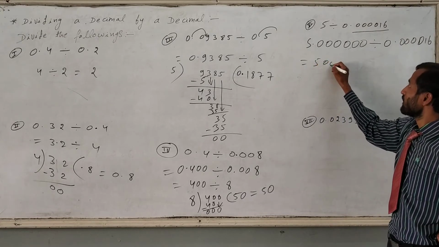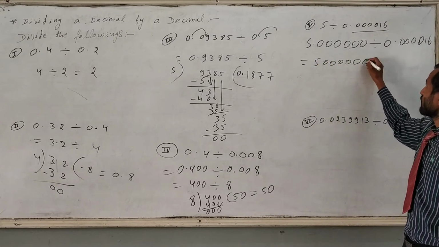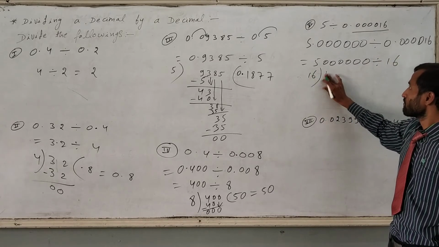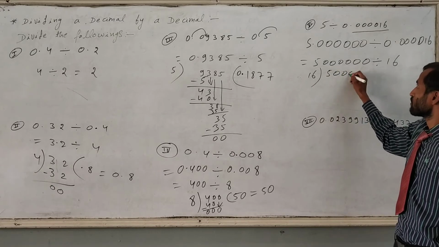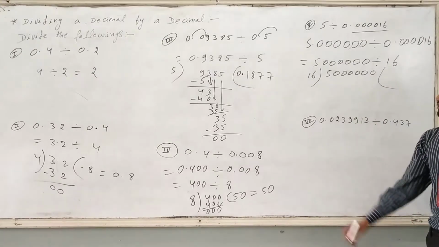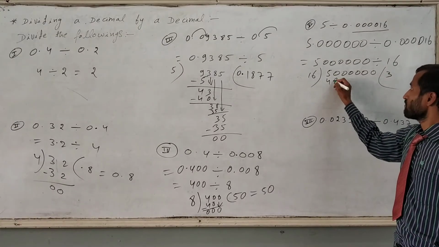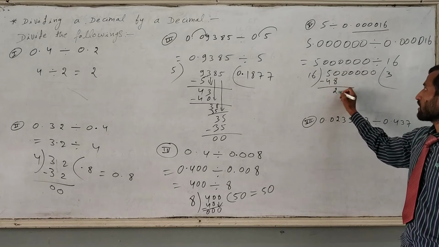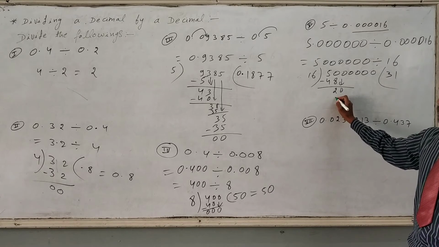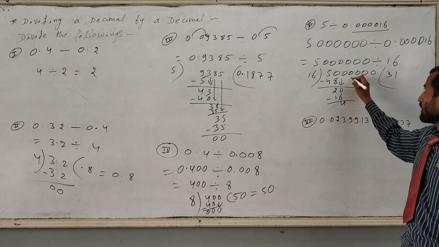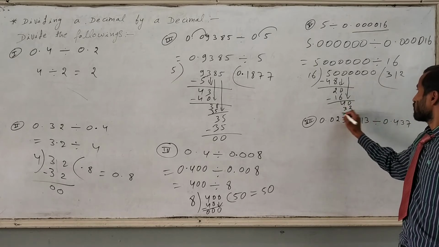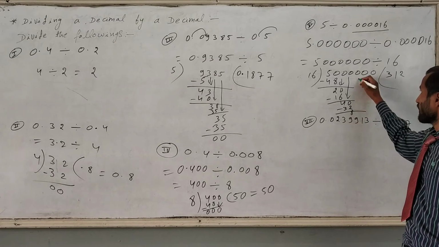So 5 has 6 zeros. Then divided by 16. Now we can divide 50 by 16. 16 into 5000 and one more zero. Then 16 threes are 48 will come. Now subtract, 2 will come here. Then write down here 0. 1 times. Then 16 ones are 16. Then subtract, 4, and then write down there again 0. Then 2 times 16 is 32. Then subtract, 8. Again you have to write down 0.